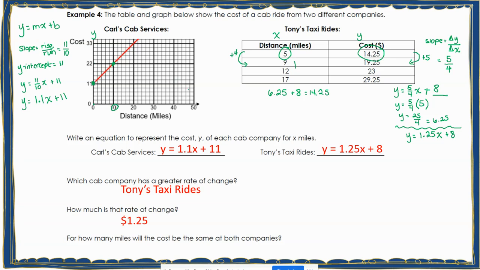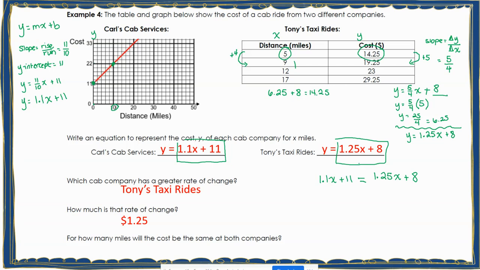The last question here says, for how many miles will the cost be the same at both companies? Well, if we're doing this, we actually have to set up an equation. And I want to know, when will this equal this? So I'm going to write an equation that says 1.1x plus 11, since that's what Carl charges, equals 1.25x plus 8, since that's what Tony charges. Well, then I'm just solving an equation.